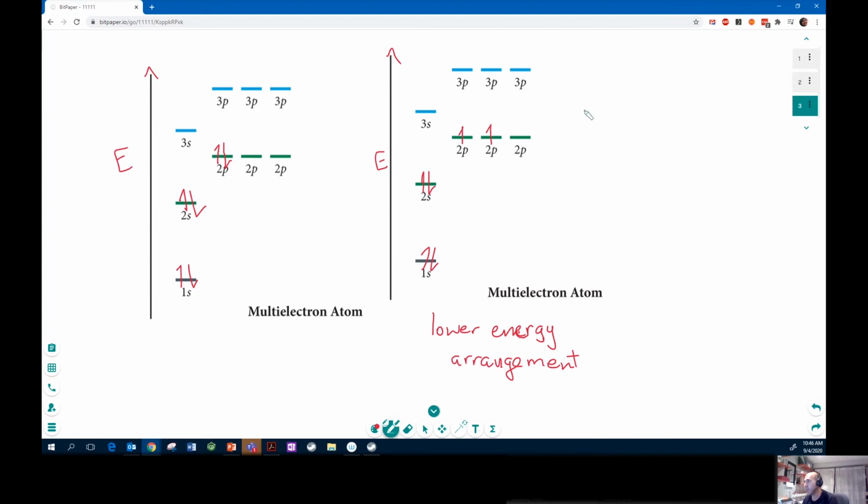So the electron configuration for nitrogen would be 1s2, 2s2, 2p2. We don't usually differentiate between px, py, and pz, right? We just group them all together. And I'm still missing, actually, I jumped ahead of myself, didn't I? I'm missing another. This is only 6, and then 7. There we go, 2p3. So this would be the lowest energy arrangement for nitrogen.